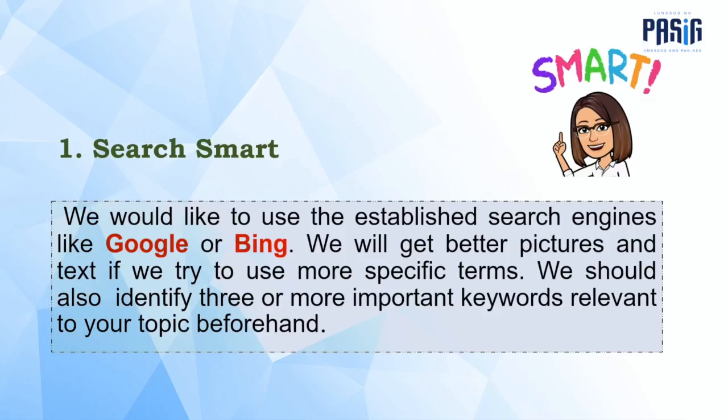1. Search smart. We would like to use the established search engines like Google or Bing. We will get better pictures and text if we try to use more specific terms. We should also identify 3 or more important keywords relevant to your topic beforehand. These keywords should guide your research from start to finish. Try alternative searches with different words and use search operators, symbols, or advanced search to narrow your results.